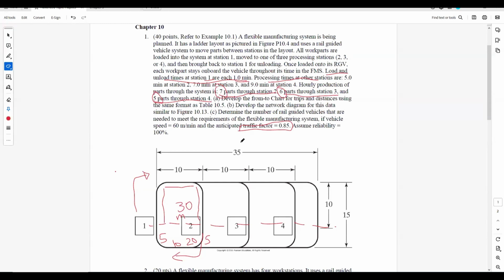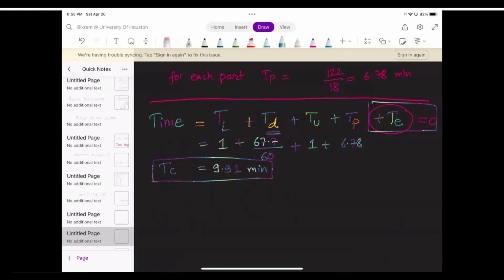Okay, so let me go back. I'll remember this number, 0.85. All right, so what this means is that it takes 9.91 minutes for one delivery. Now let's find out how many deliveries we can make in 1 hour.